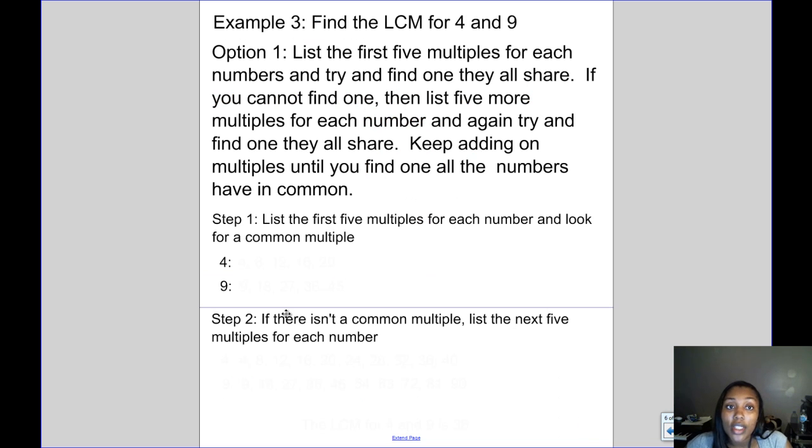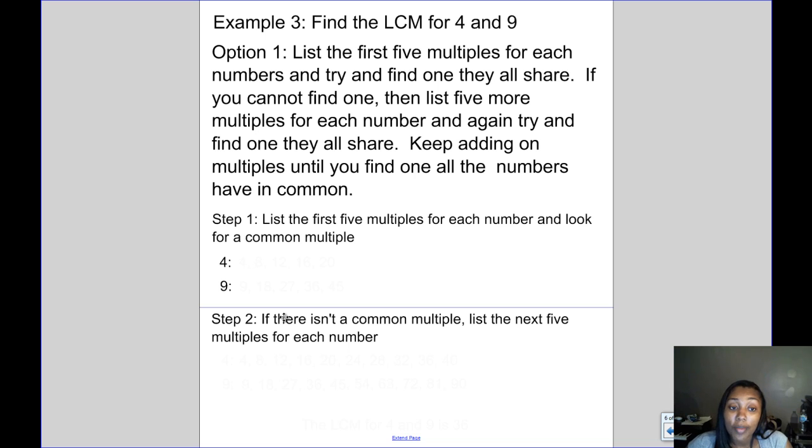So our last example is finding the least common multiple for 4 and 9. So our first option is we want to list the first 5 multiples for each number and then try and find the one that they all share. If you cannot find one, then you're going to list 5 more multiples and try again and find one that they all share. And you're going to keep adding on multiples until you find one that all the numbers have in common. So I want to find the least common multiple of 4 and 9.